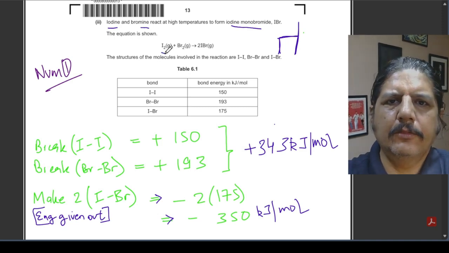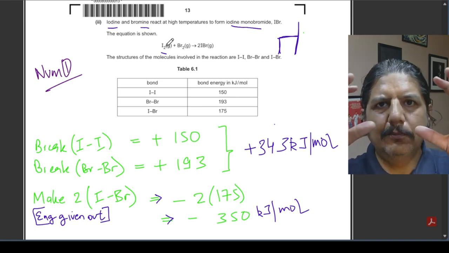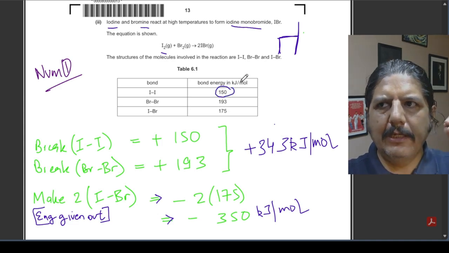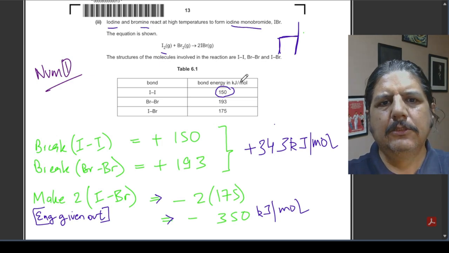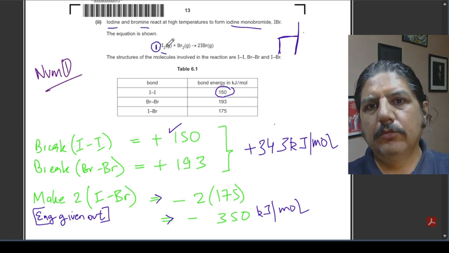For example, if I2 is there, so 2 I would be bonded together. So I'll have to break the bond of these 2 I. For breaking the bond, this is the energy which will be required. I will have to put that energy in the system. So that is why to break. And please notice that only one mole of I2 gas is being broken.